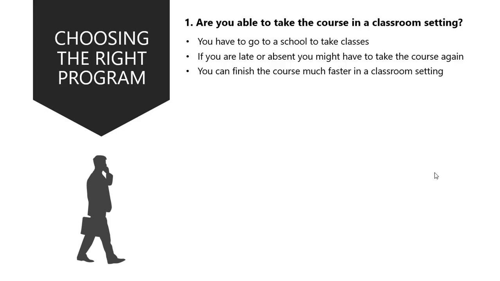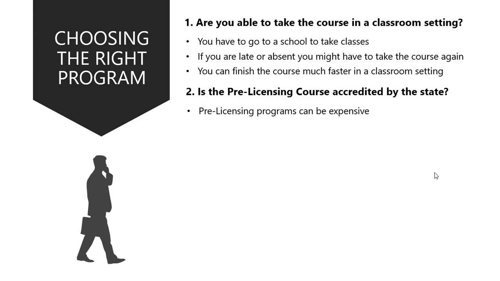Now the second question that you need to ask yourself is, is the program you're interested in accredited by the state? So pre-licensing programs can be very expensive. Therefore, you need to check for accreditation before enrolling in a course. You also need to check the programs in detail because not every school has a good program, and the state's real estate commission advertises which schools are accredited.